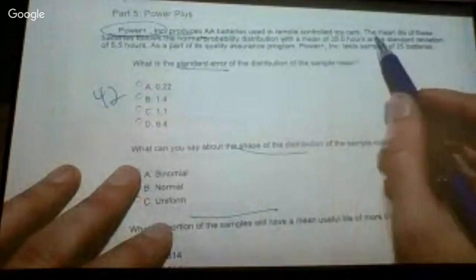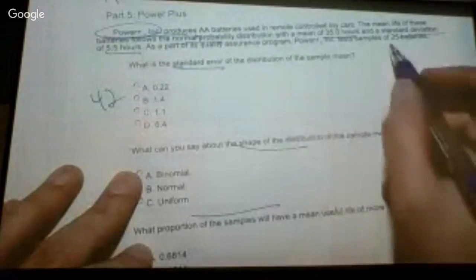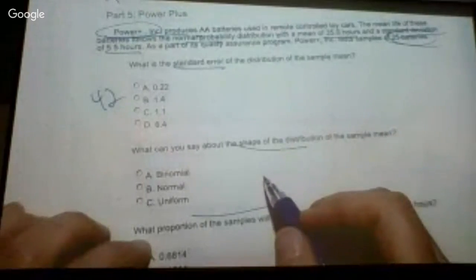42. Power Plus indicates that batteries used in remote control toy cars have a mean life that is normal, with a mean of 35 and a standard deviation of 5.5. Then we're going to test 25 batteries.